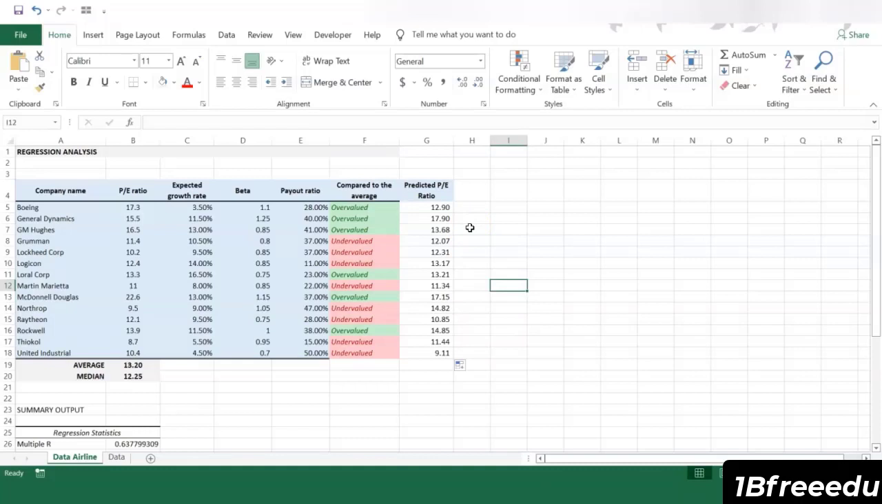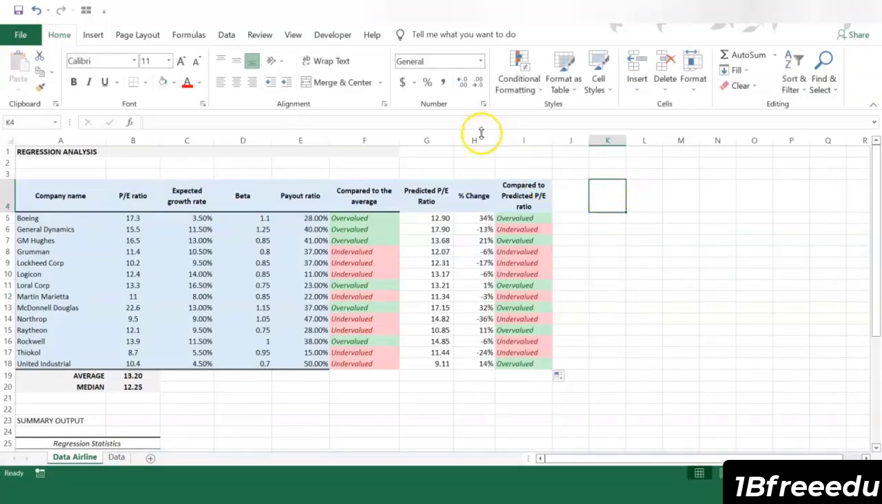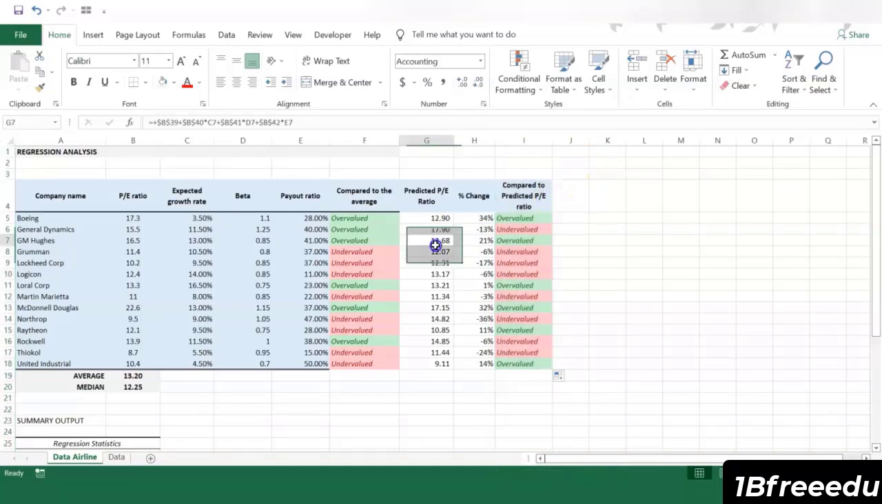And you can see now that we use regression when we want to predict the future relationship between a dependent variable and one or more independent variables. With this formula, we have a better PE ratio for each company. And if you calculate the change, and if you make the comparison with the predicted PE ratio, you can see the difference. Some companies that were overvalued are now undervalued, and some that were undervalued are now overvalued. Regression in our example is based only on few inputs, such as expected growth rate, beta, and payout ratio. And if we had more inputs, our regression would be even more accurate. Thank you for watching.